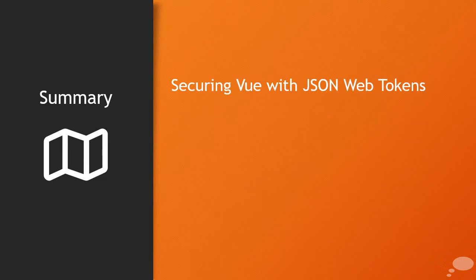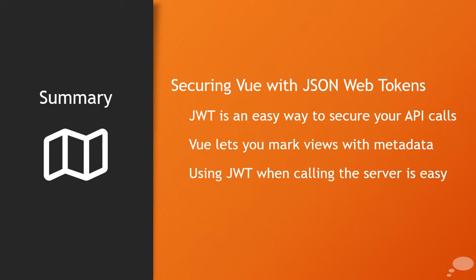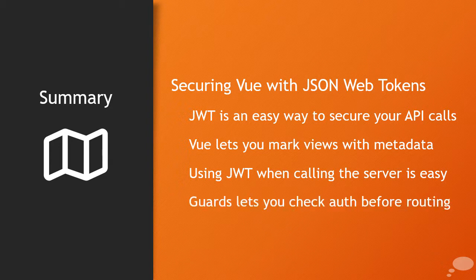So we've been talking about securing Vue with JSON Web Tokens, or JWTs as I like to call them. I've shown you that using JWT is an easy way to secure your API calls. I showed you how to mark views with your own metadata so that you can use information about a route in order to do things with guards. I showed you how to use a JWT when calling the server, and that's simply adding it as a bearer token. I showed you how to use a guard so you can check for auth for routing, though using guards for different things like even logging pathways through your application is something that could be really useful.